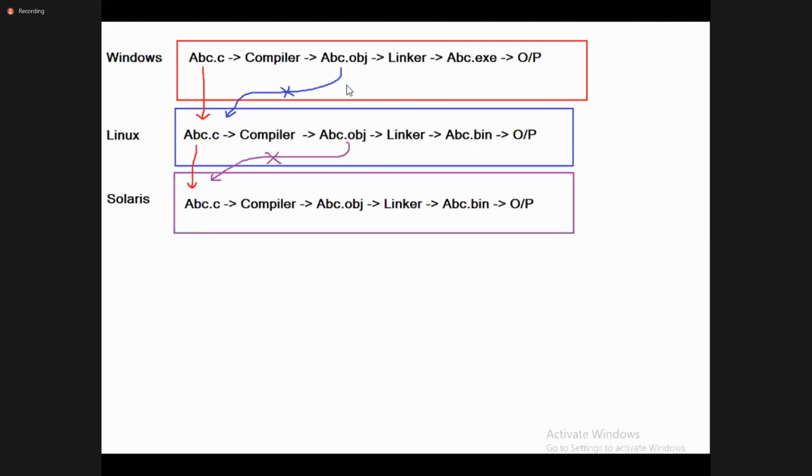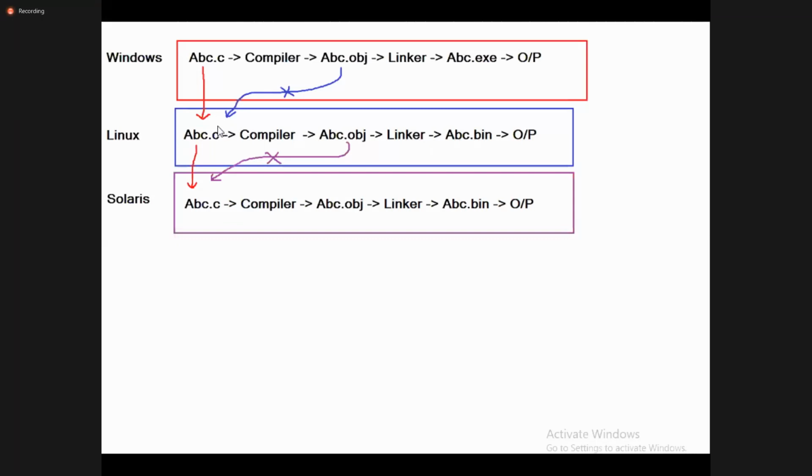Okay, so finally, what did you understand? In the Windows operating system, I develop one C program and give it to the compiler. The compiler generates the compiled code and saves it in abc.obj. abc.obj is given to the linker. Then the linker generates the abc.exe file, and from abc.exe we get output. Next, I want to run the same C program in the Linux operating system. Can I carry this abc.obj file, the compiled code? Not possible.